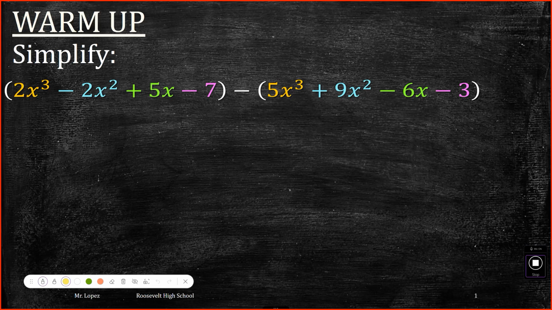What are the steps in solving, simplifying this? Anybody? Step one. Distribute what? There's an invisible number right here. What number is it? It's invisible. It's a 1.